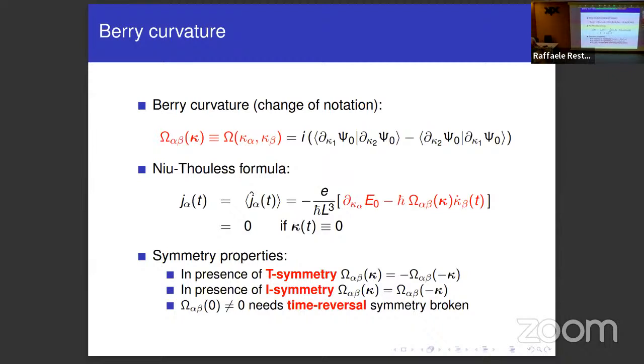The symmetry properties are important. That is, the Berry curvature is odd under exchange when you change sign to the flux, it is odd under time reversal symmetry, and even under inversion symmetry. Of course, if both symmetries exist, the Berry curvature is zero at k equals zero, but of course its derivative is not zero, clearly. And if you want the curvature to be not zero at k equals zero, you need to break time reversal symmetry.